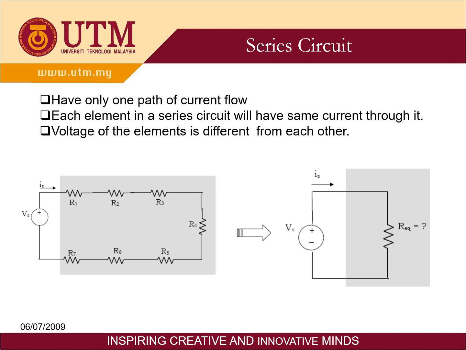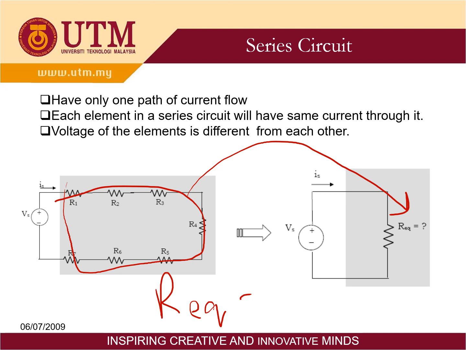If you can see here in this slide, there are 7 resistors in series. We can simplify these 7 resistors in series into only a single resistor. How to do this? Basically, just add all the resistors in series. So Req equals R1 plus R2 and so on until R7. That is a simple concept.